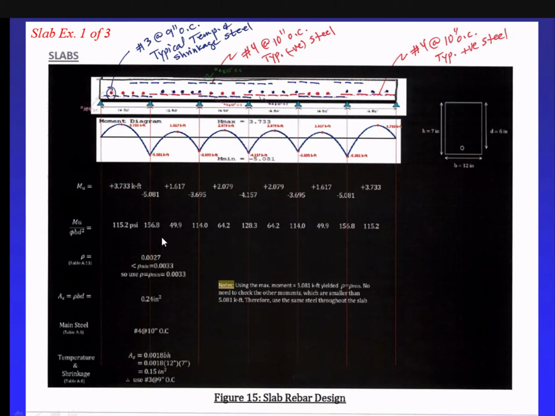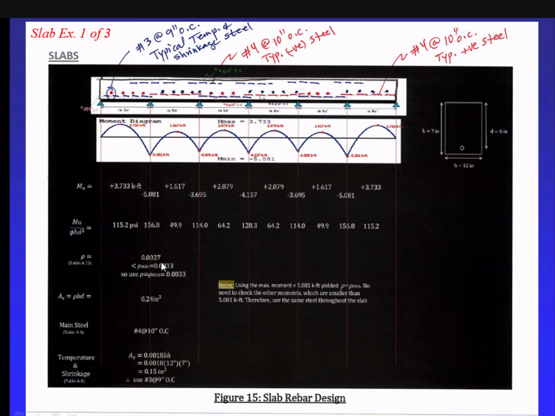All right. So we got that. So Mu over phi b d squared, we said we're going to multiply by 12,000. So once we get Mu over phi b d squared for the maximum moment, it comes out 156.8. Once I have that, what are we going to do after that? Anybody? Once I have Mu over phi b d squared, what am I going to do? Go look for rho? Exactly, thank you. We're going to go look for rho in the back of the book. And we make sure it is for f'c 4,000 and fy 60,000. We will find that rho equals 0.0027.